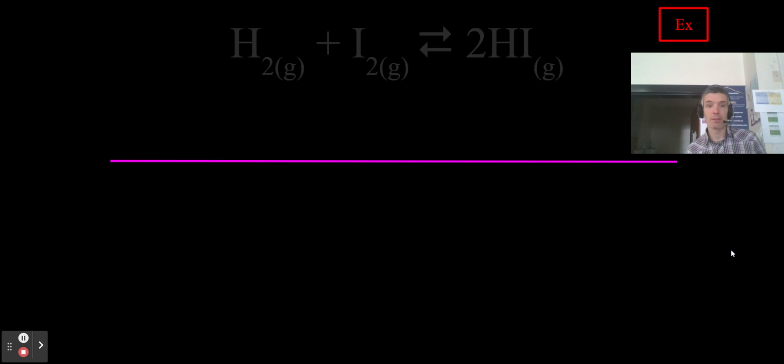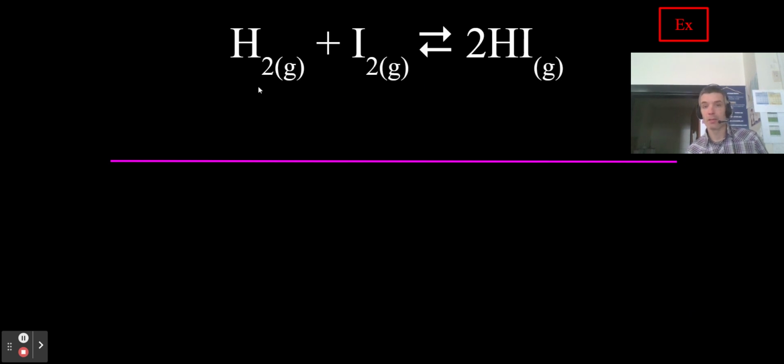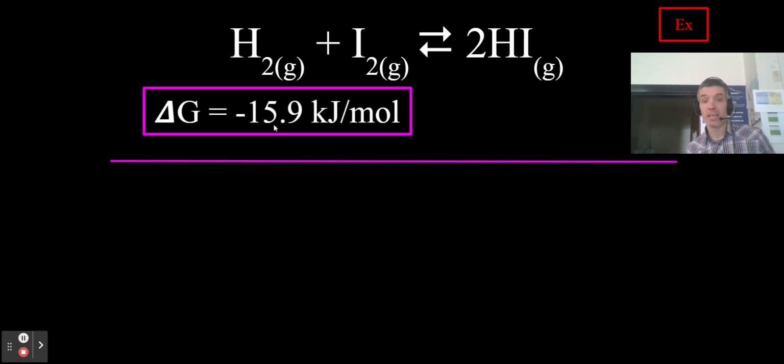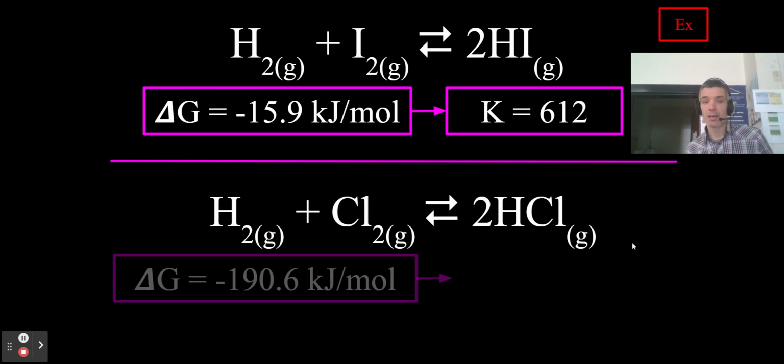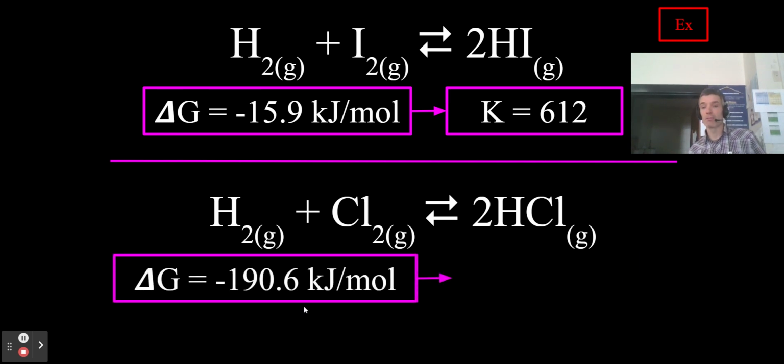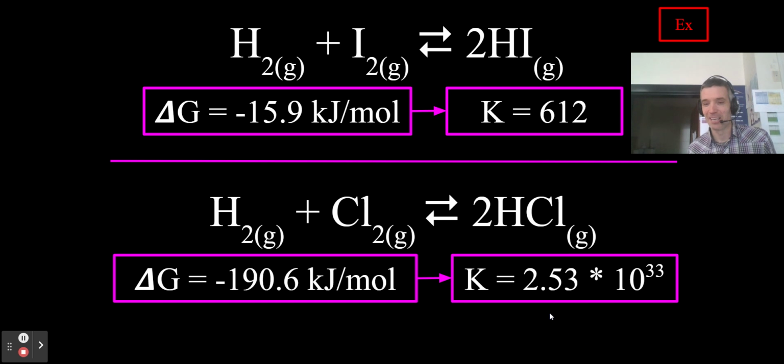Let's look at some examples. Here's a reaction of hydrogen gas and iodine gas to make hydroiodic acid. Here's my delta G. It's negative, so my K should be greater than 1. There it is. Here's another reaction, making hydrochloric acid as a gas. Notice my delta G is a lot more negative, so my K value should also be larger. Look at it. It's so big. It's so cool. So once again, negative delta G, K is greater than 1.